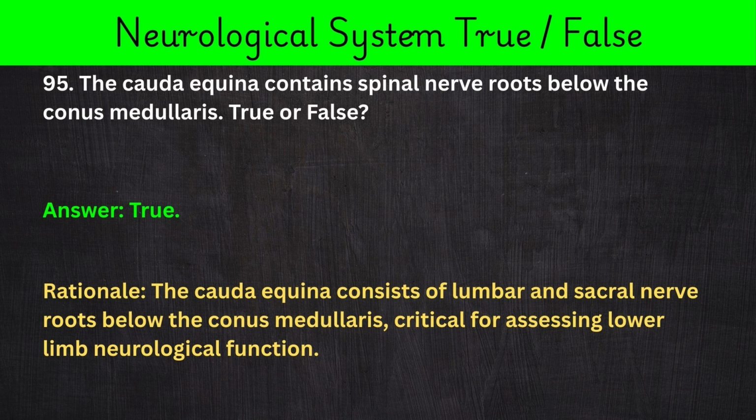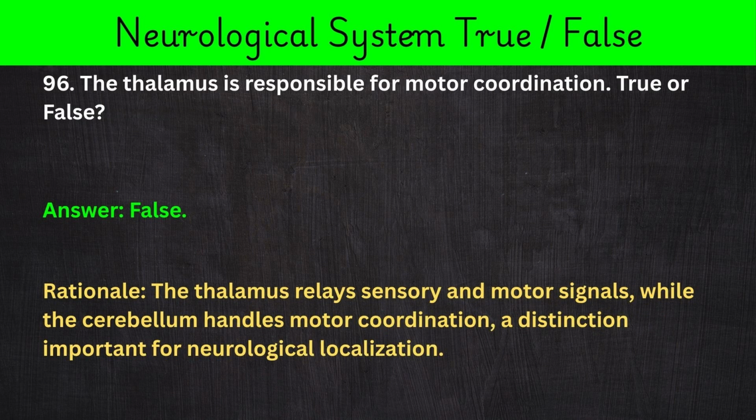Rationale: the cauda equina consists of lumbar and sacral nerve roots below the conus medullaris, critical for assessing lower limb neurological function. 96. The thalamus is responsible for motor coordination. True or false? Answer: false.